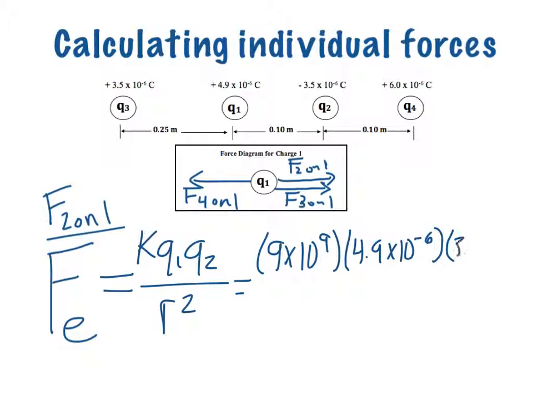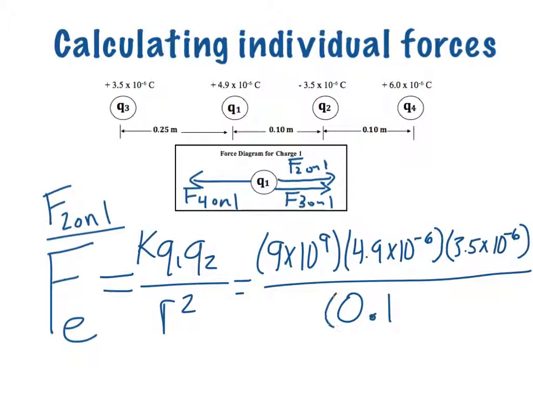And Q2 is 3.5 times 10 to the negative 6th. And my separation distance for 1 and 2 is 0.1, with the radius distance between them. And remember, we need to square that. So a couple of things with how I set this up. So we're looking at charges 1 and 2, 1 and 2 up here.